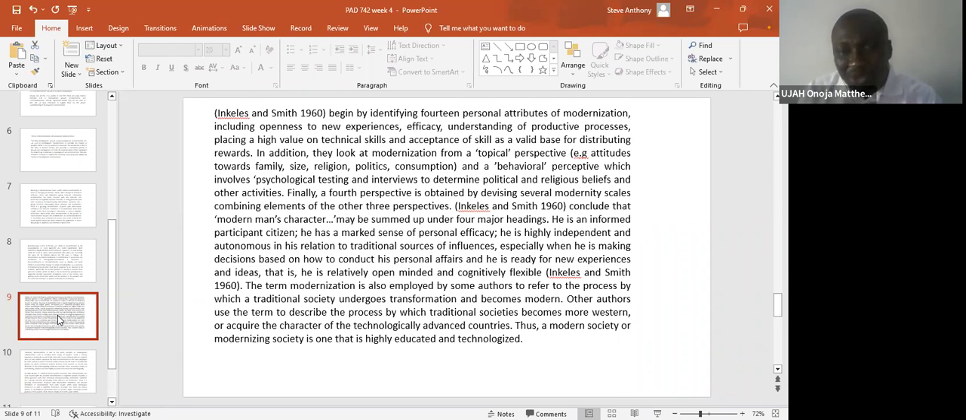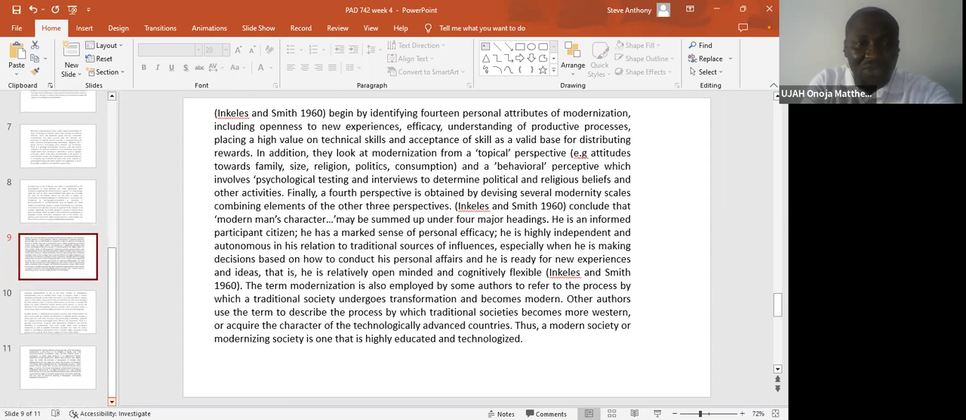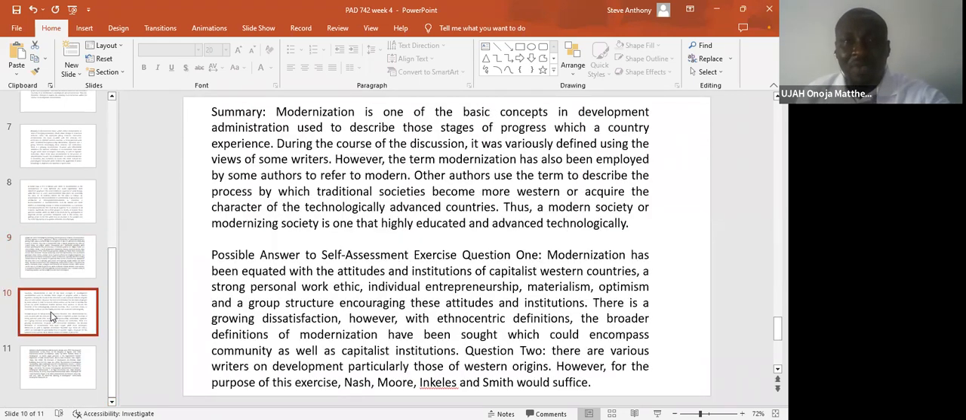So in the views of these scholars, a modern society is one that is highly educated, one in which technology has improved, one in which the standard of living has improved, one in which there is no poverty, and the extent of the standard of living of people and even per capita income is at its highest levels. So where those are found to be lacking, it is safe for one to conclude that such a society is an underdeveloped society.